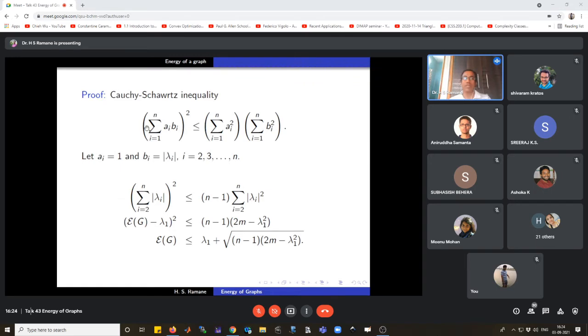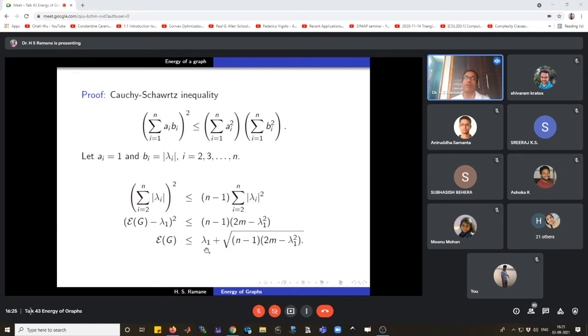So this becomes the sum of mod lambda i square, i is 2 to n. Here we are putting 1 how many times? n minus 1 times. So this will be n minus 1 times the sum of lambda square. This left hand side turns to the energy of G minus lambda 1, correct? Energy of G minus lambda 1 whole square. And the sum of lambda square is 2m, with i ranging from 1 to n. So this sum of lambda square from 2 to n can be written as 2m minus lambda 1 square. Then simplifying, that is taking the square root and transferring lambda 1 to this side, we get the energy of G is less than or equal to lambda 1 plus square root of n minus 1 times 2m minus lambda 1 square.